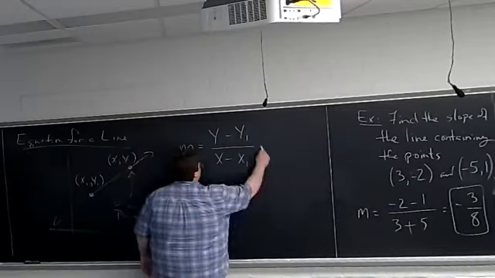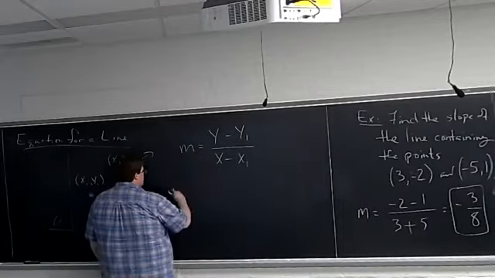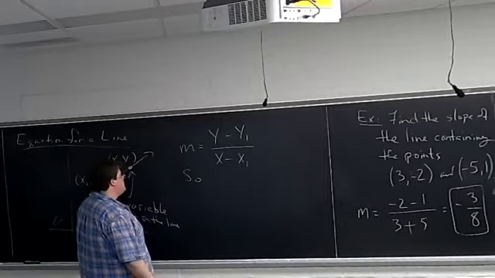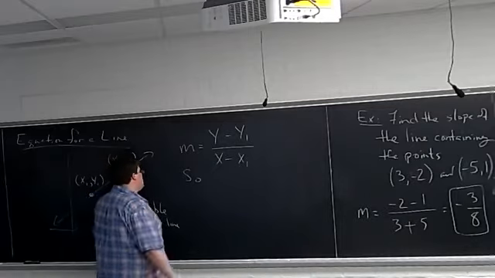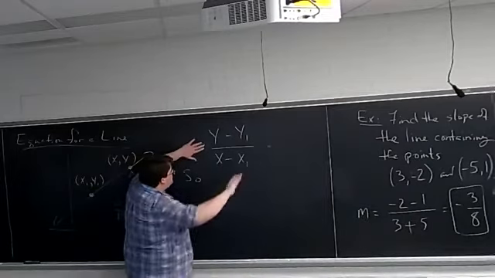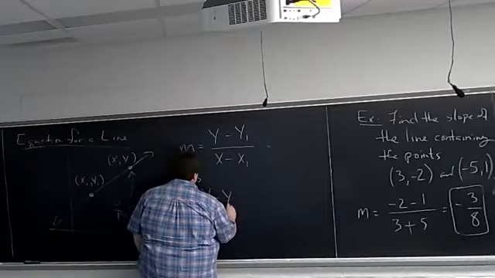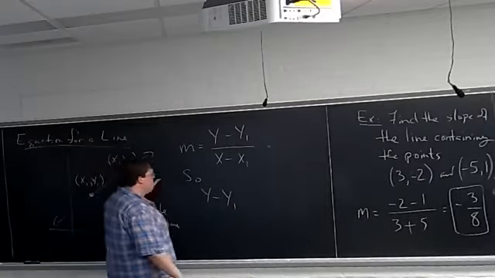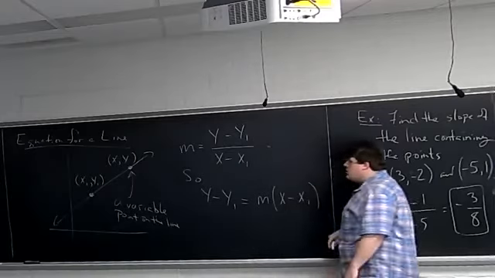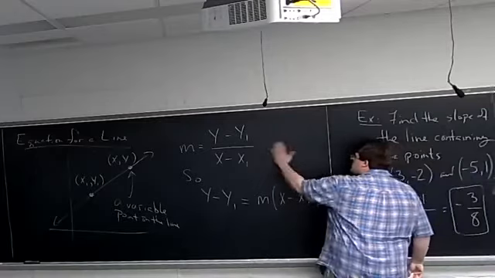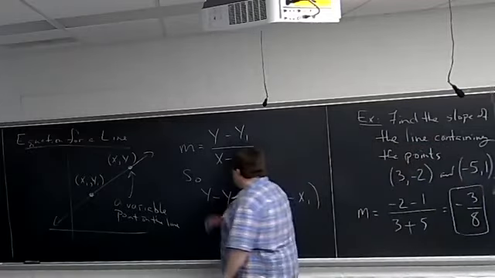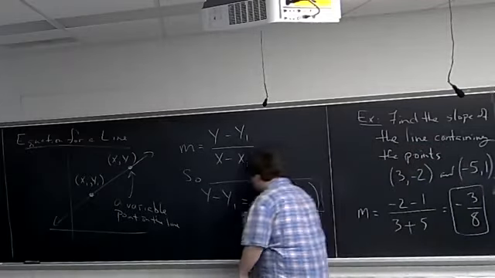Well, we can get rid of this fraction. Let's eliminate the fraction, that's the word. We do that by multiplying both sides by the denominator. You multiply that side by the denominator, you're left with y minus y1. You multiply the left side by the denominator, you get m times (x minus x1). So all we did here was take this slope equation and get rid of the fraction by multiplying by the denominator. And you could put a box around this.